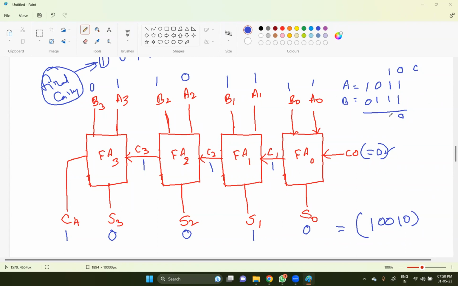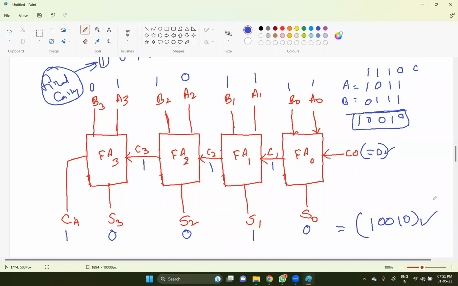Here it is 1, here it is 1, here it is 0. Sorry, not 0, it is 1 here. So 1 plus 1, here it is 0, here it is 1, here it is 0, and this carry will be this one. So this is the outcome of this one, of course the same outcome.